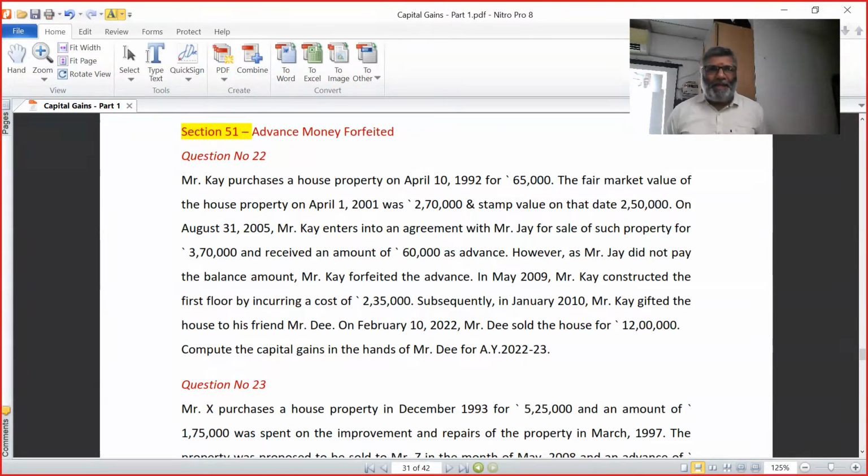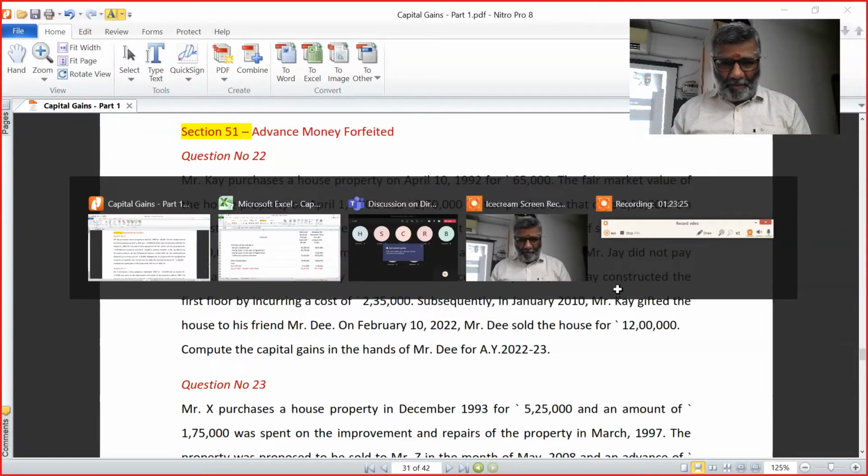The advance money need not be adjusted, because it was received and forfeited by the previous owner. That's why I waited. And we have to give two answers. Whenever the concept of previous owner comes, we need to provide two answers, one as per law, and one as per Manjula. So let's go ahead. Question number 22.